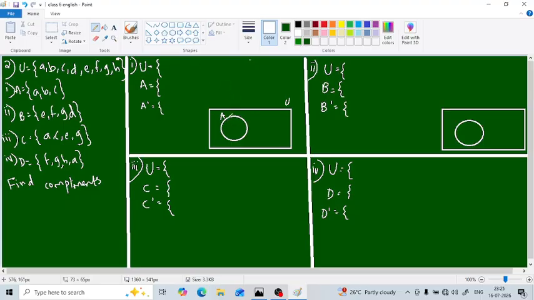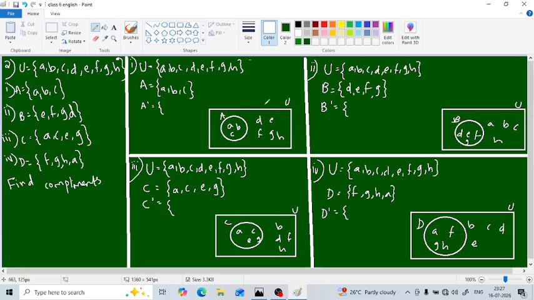Okay, so here in A, what are the elements present in A? A, B, C are the elements present in A. Then A, B, C, D, E, F, G, H, this will be the remaining elements. Okay, then that we have to write outside. Here this is B, so we have to write D, E, F and G inside B, and A, B, C, D, E, F, G, H have to be written outside. Okay, similarly let's complete all four. Okay, since it is a very easy question, I am doing this all at a time.